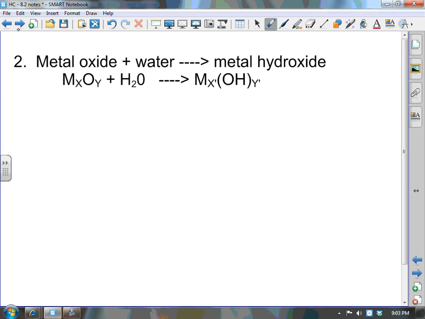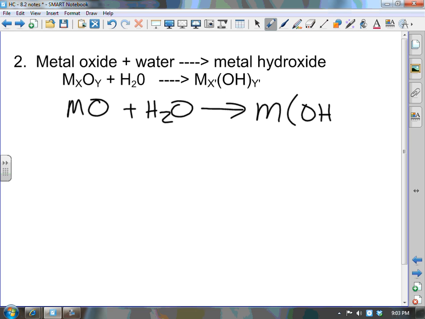The second subgroup is where we take a metal oxide and it bonds or reacts with water to form a metal hydroxide. Now, I got all these X's and Y's here, but what you need to recognize is these subscripts can change. But basically, we have a metal bonded to oxygen that reacts with water, and then the metal becomes bonded with hydroxide ions.